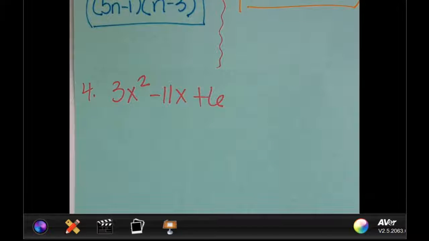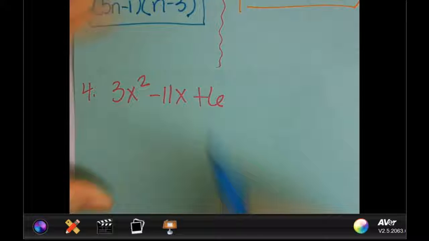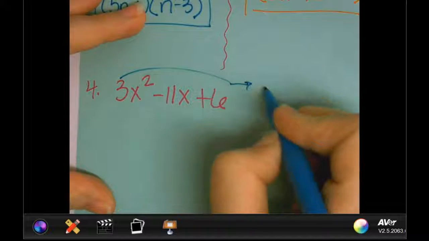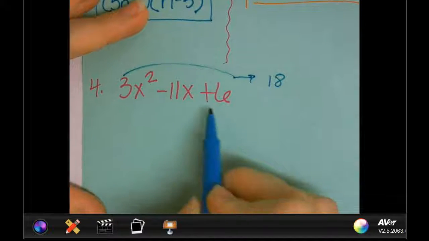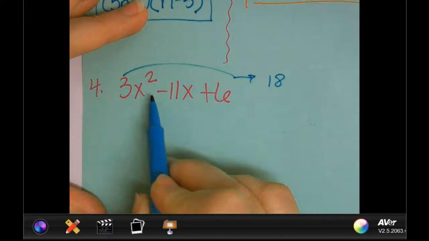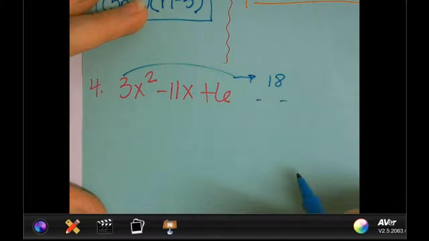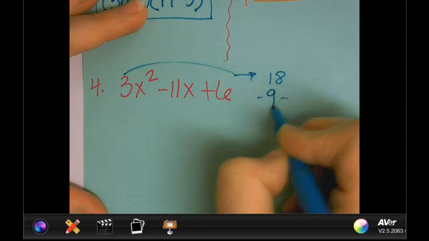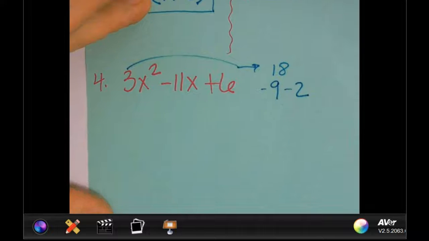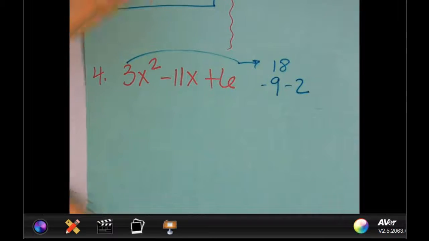So I will kind of run through this one both ways too, just because. So this is 18, right? This is positive, so the signs are the same. And this is negative, which means it has to be negative, negative. So what are my two factors here? 9 and 2, okay? So 9 and 2 are my two factors. So I've got two options here.